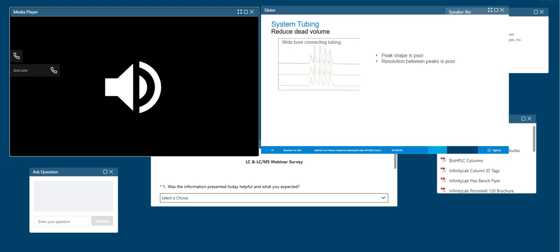Looking at this example here, we're looking at some polymer standards being run, and we see that the peak shape is not that great, and neither is the resolution between the peaks. This is due to using wide bore, larger ID tubing. Looking at the bottom chromatogram, we used a smaller ID narrow bore connecting tubing with an appropriate length. What we now see is improved peak shape, improved peak-to-peak resolution, and increased response for our sample.